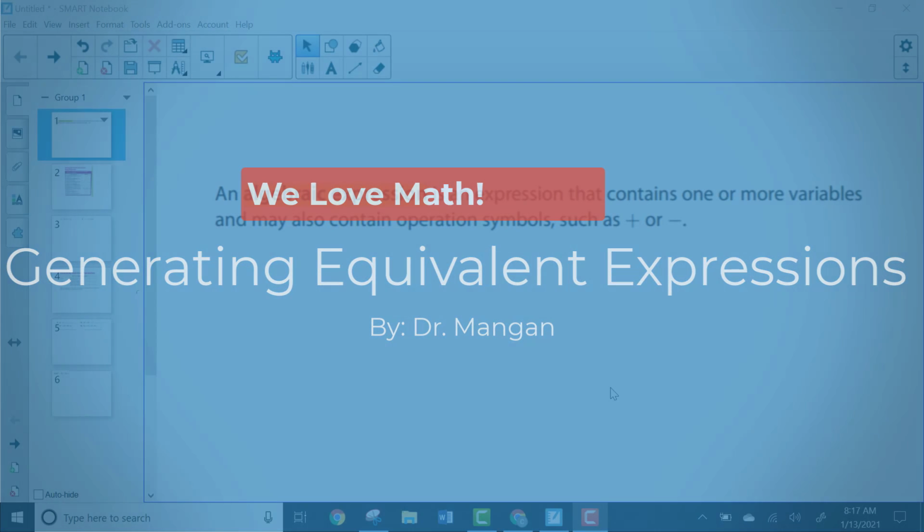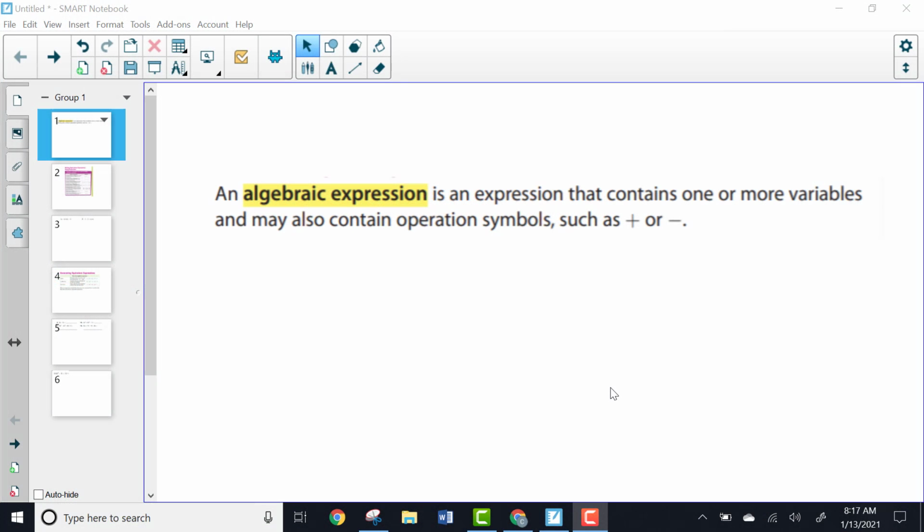I would like for you to get out your math journal, your pencil, and also your Go Math book and turn to page 275. Now the goal for the video is for you to understand how you can identify and write equivalent expressions.